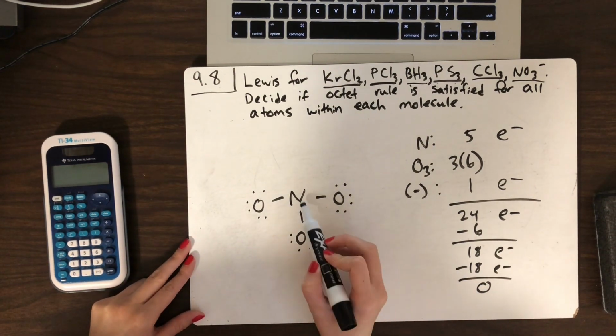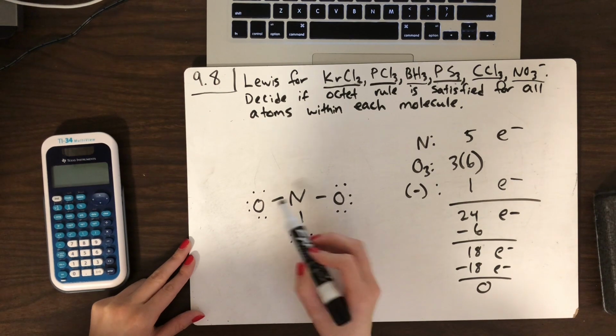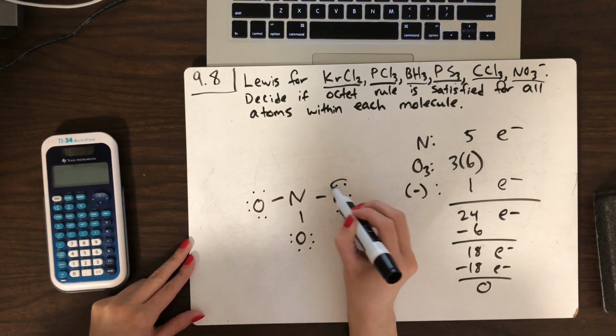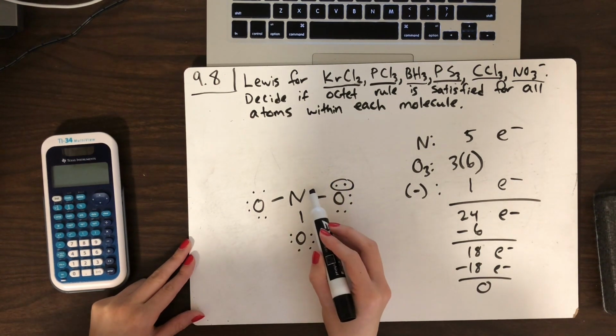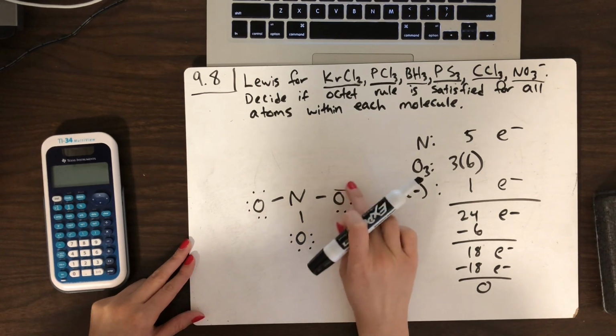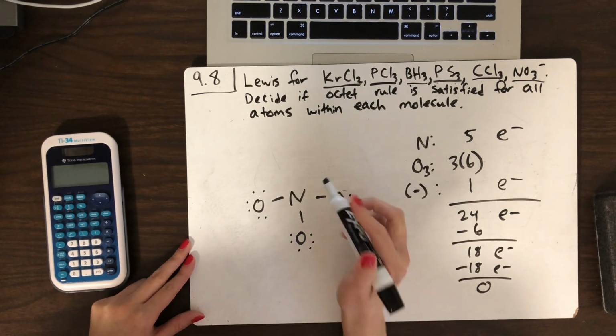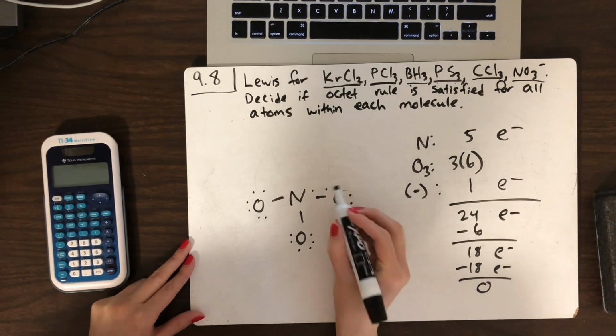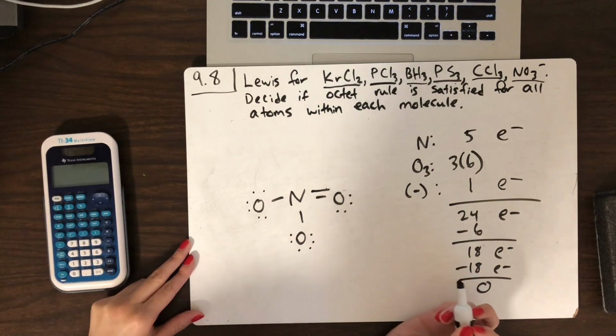So we can see that N right now is unhappy, so I'm just going to borrow from one of these. I'm going to take these 2 and just move them in between. So there were 2 there. I'm not creating or destroying any electrons. I'm just moving them from there to here. And when they're in between, that's a bond.